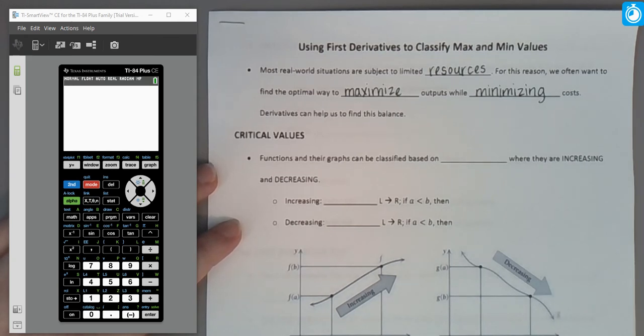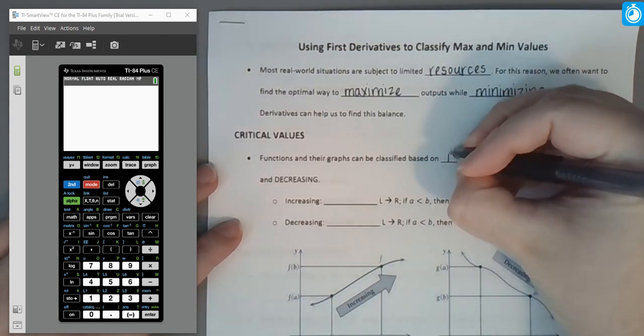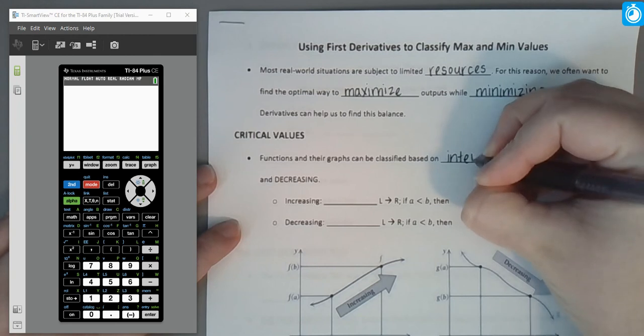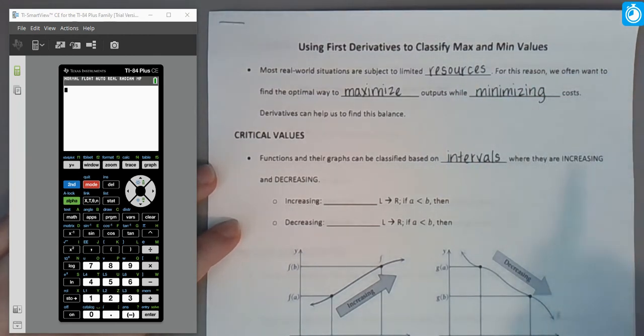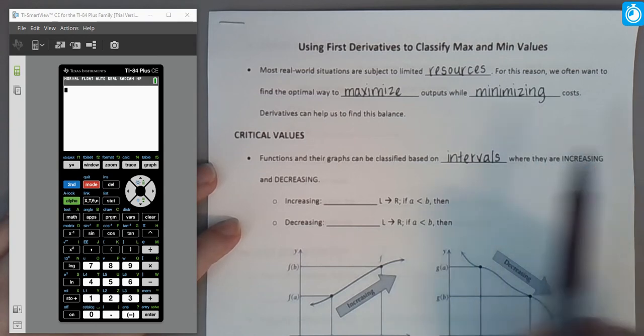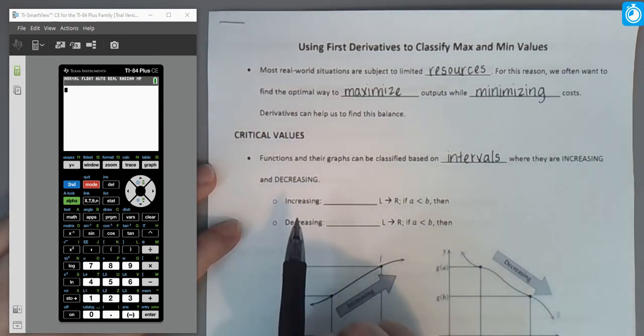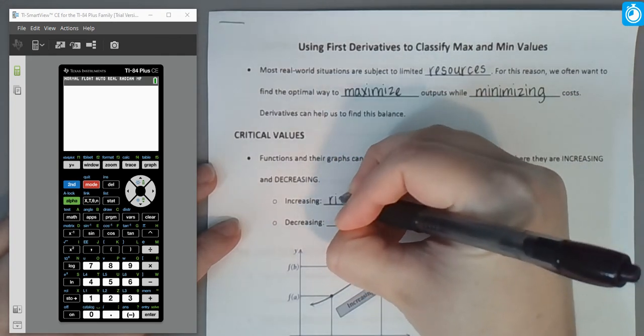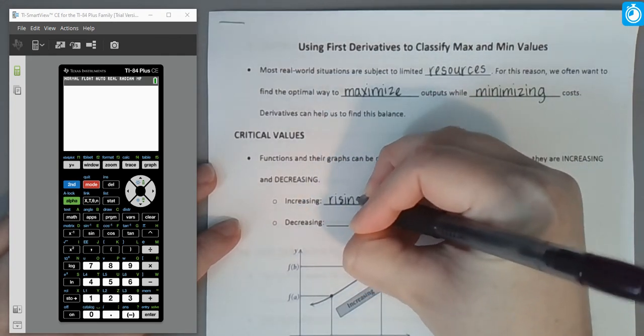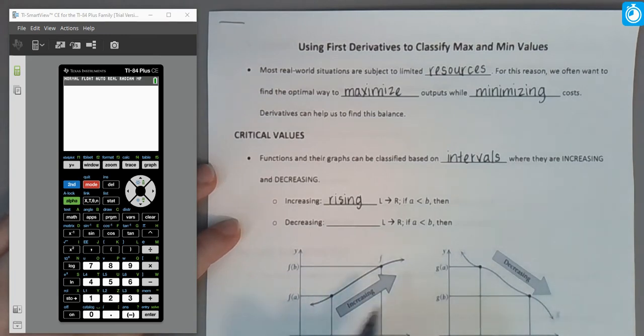Functions and their graphs can be classified based on intervals. Think of intervals as just ranges of values, specifically intervals of x values, where the function is increasing and where the function is decreasing. What do these two terms mean? If you're looking at a graph, increasing means the graph is rising as we trace the graph from left to right. As we go from left to right, the graph is sloped upward.